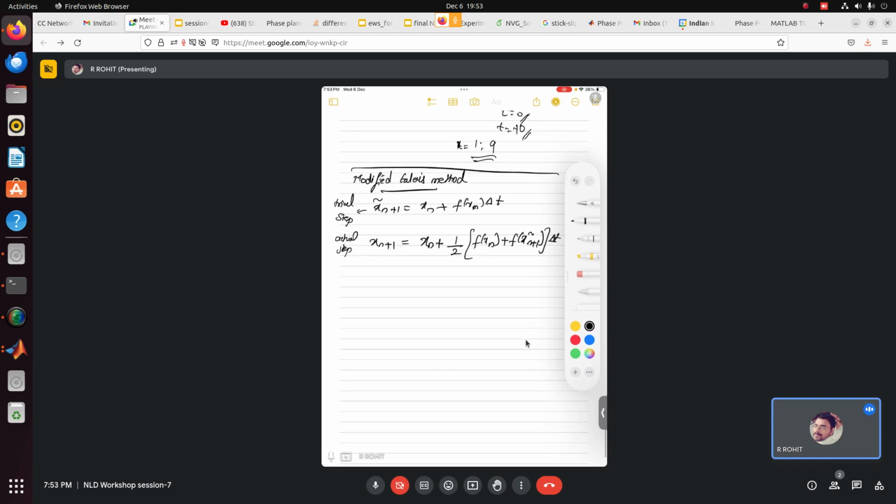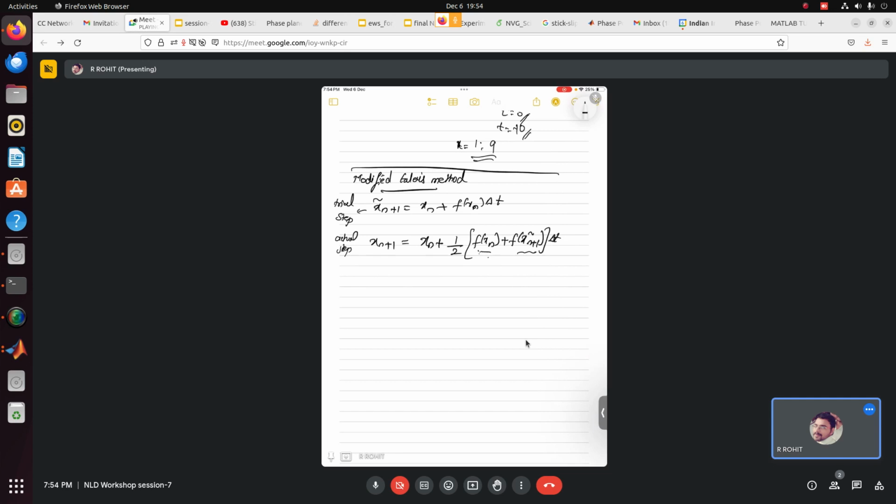So what they did was, they took the average of the velocities that came from the normal Euler method, that is this xn plus 1 tilde, and they took the average with the original value f of xn. So f of xn plus f of xn plus 1 tilde, divided by 2, is an average of the velocities. With that average velocity is what the particle is moving, is the assumption here.